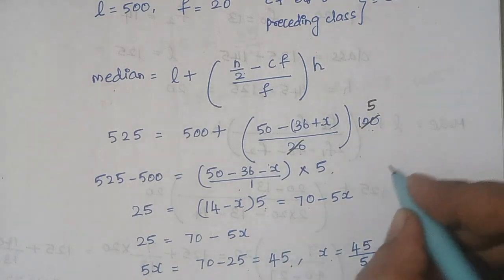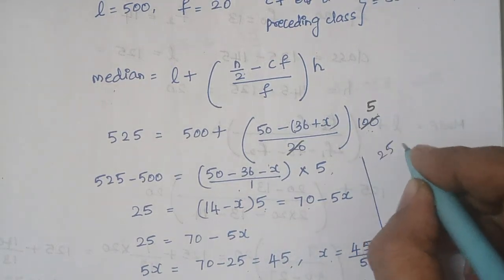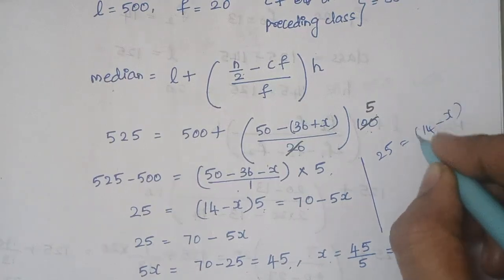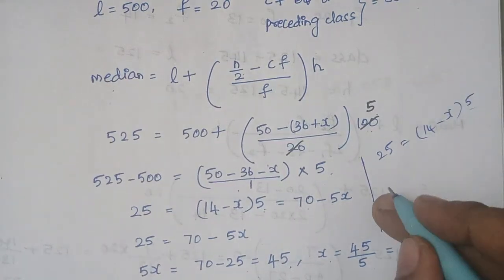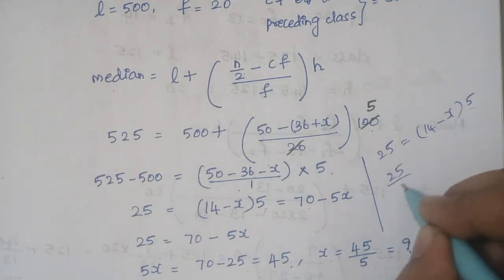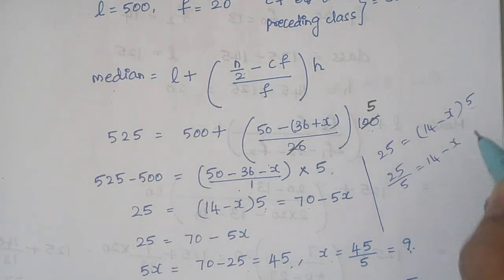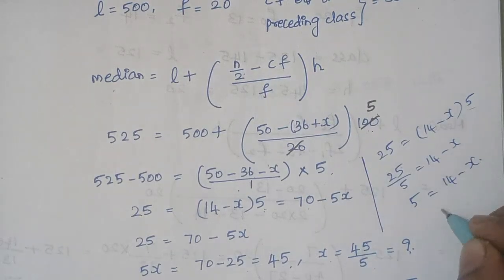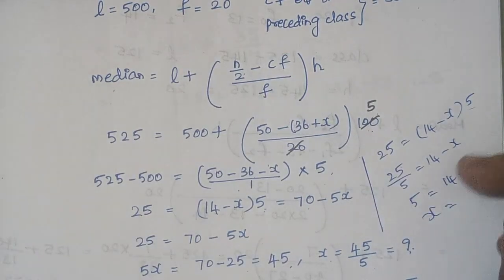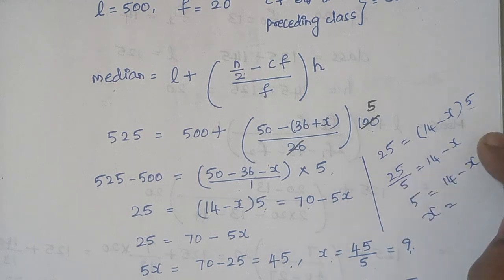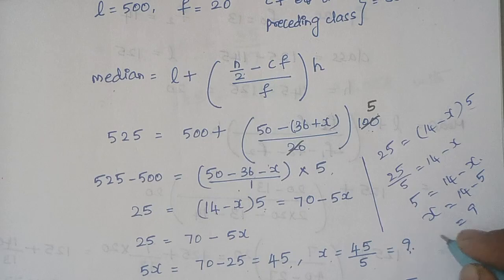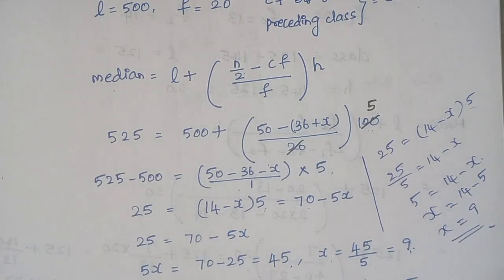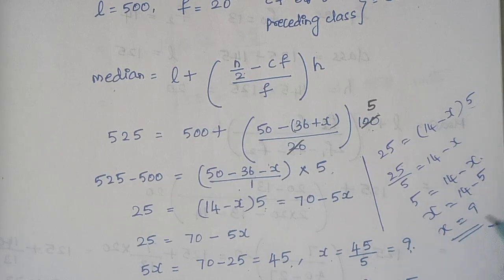Here the thing I would like to tell is, you see, 25 is equal to 14 minus x into 5, right? You can move this 5 directly here. So 25 by 5 becomes 14 minus x. 25 by 5 is 5, so 5 is equal to 14 minus x. I need only x, so I am moving x over here and moving this 5 that side. So it becomes 14 minus 5, which is 9. In any way you can solve, okay? This is mathematics, we can solve as we want. So the value of x is 9.